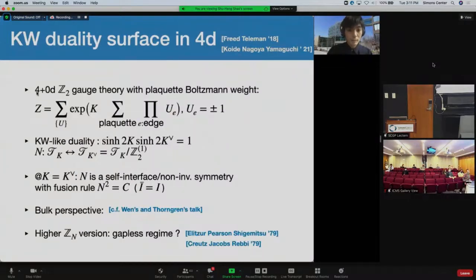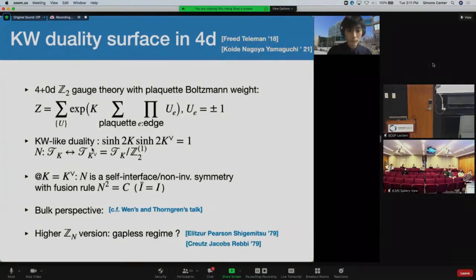One example can be found in the statistical model, which is similar to the 2D Ising model. Here we put the spin on each edge and assign the Boltzmann weight to each plaquette like this. And this is the Ising model. This model has Kramers-Wannier-like duality, exchanging high temperature and low temperature.